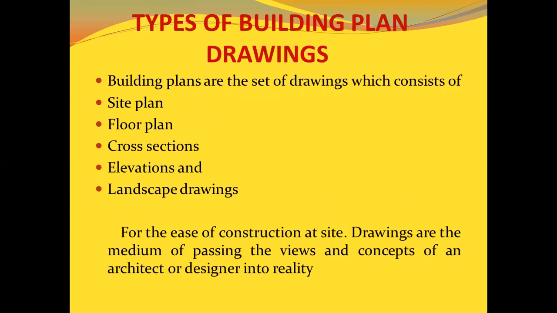Next, we are going to see the types of building plan and drawings. Previously we were discussing the principles involved in house planning. Now we are going to see the types of building plan and drawings. The building plan, or set of drawings, consists of site plan, floor plan, cross-sectional plan, elevation plan, and landscape plan. For ease of construction on site, the drawings are the medium of turning the views and concept of an architect or a designer into reality.